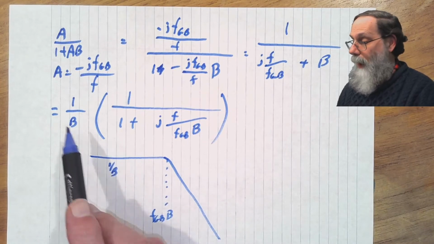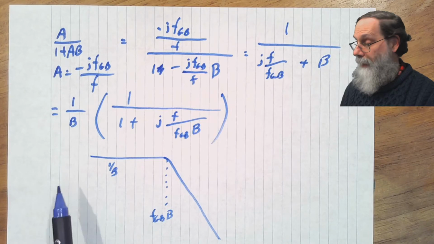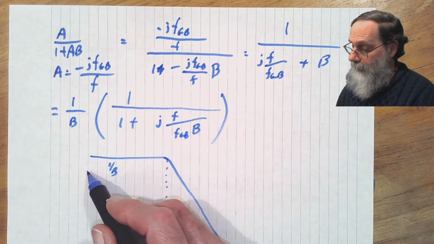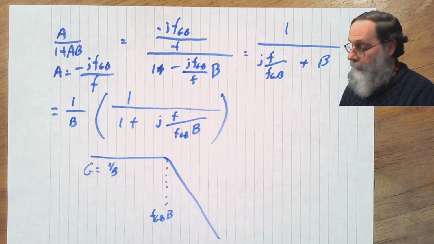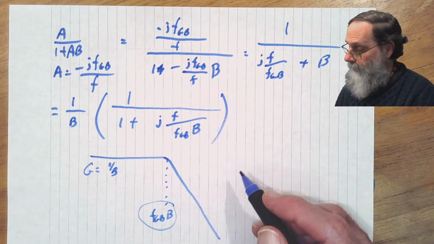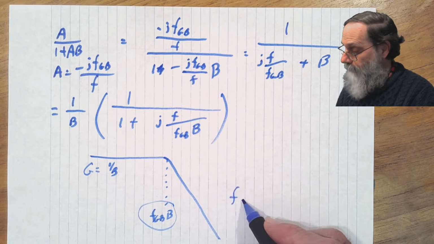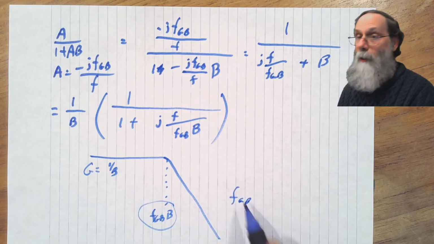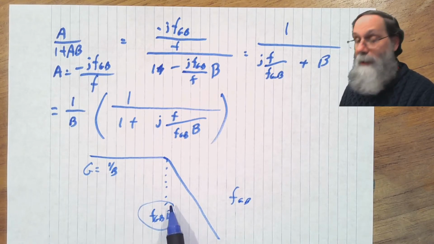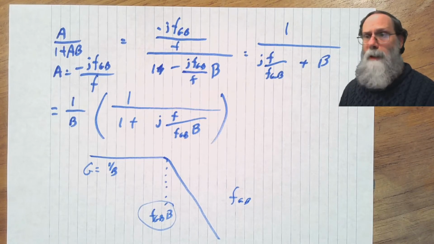So our non-inverting amplifier behaves like a low-pass filter, and if we take the gain, which is 1 over B, and multiply it by the corner frequency here, the bandwidth of this filter, we get the gain times the bandwidth is just FGB. And that's why we call this the gain bandwidth product, because it's the product of the gain and the bandwidth of the op-amp. So what does that mean?